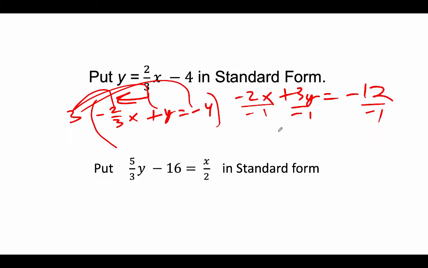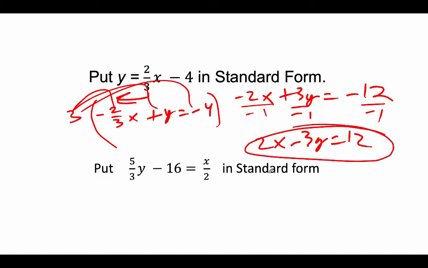And you're basically changing all the signs, right? I get positive 2x minus 3y equals positive 12. And now I'm good. A 2 and a 3 and a 12 is reduced. It seems like they should go further, but we can't.